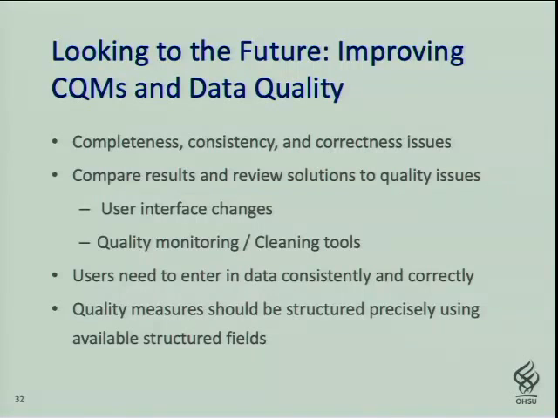Additionally, potentially just training providers better on how to enter data consistently and correctly, as well as a feature for the quality measures: they should be structured precisely, using available structured fields and specific vocabulary to indicate exactly what we're looking for. Additionally, an issue with this data is that there is an intrinsic sick bias, as patients that are sick or injured are much more likely to be in the hospital, and therefore there's much more data on them than on healthy patients, skewing results further that way.